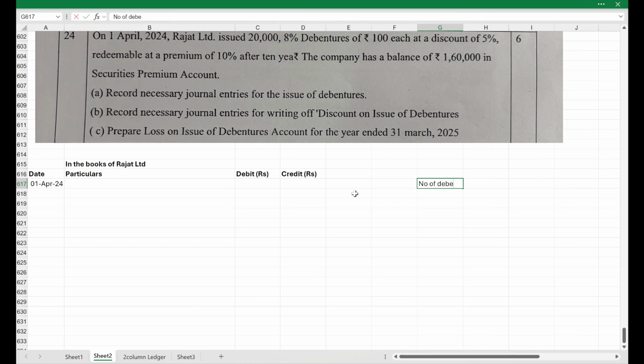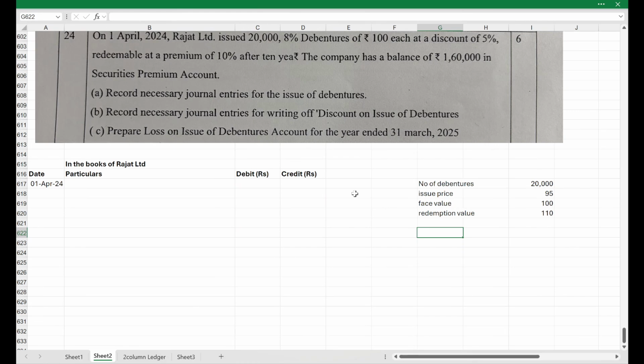Number of debentures issued, how many? 20,000. Issue price of debenture is rupees 95 because the discount was 5%. Face value of the debentures is 100 rupees, and finally redemption value of the debenture, how much I am going to repay it to the debenture holders at the end of 10 years. So the redemption value is 10% premium, therefore 110 rupees.